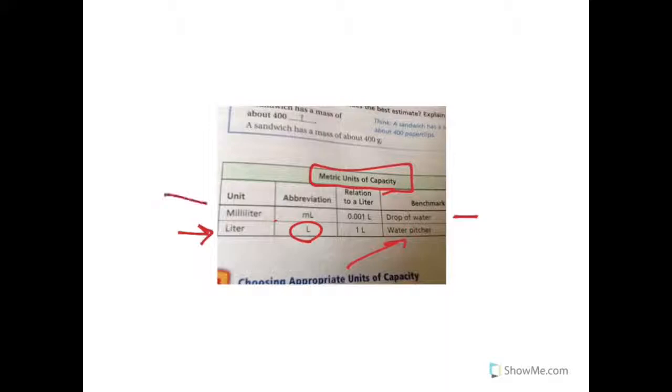Okay, a milliliter is very small. Think about it as a drop of water. So if I say a liter, we're talking about a larger amount of water. A milliliter, and the abbreviation is little m, capital L, is like a drop of water. If you had a dropper and you dropped a drop of water, that's what you'd see.